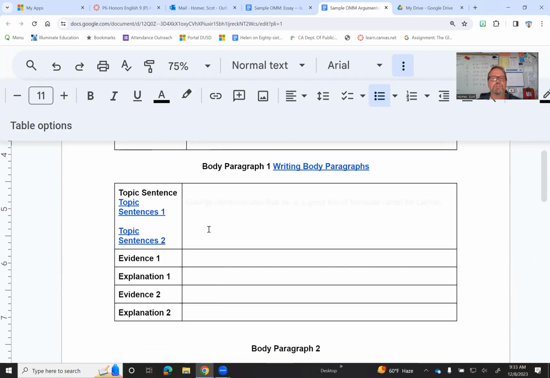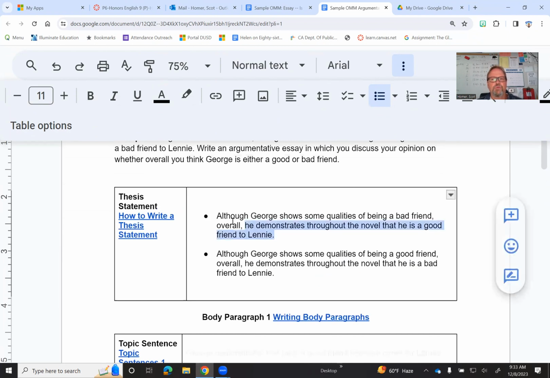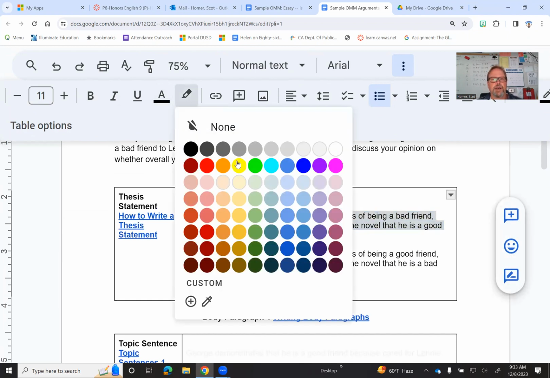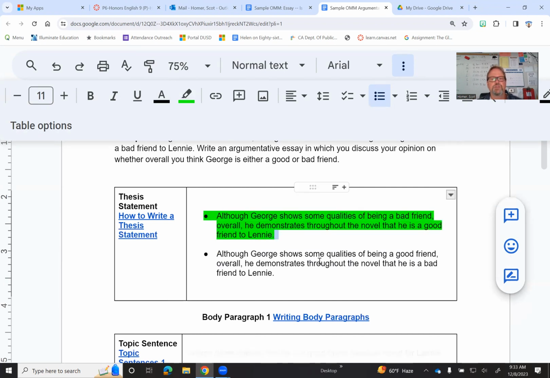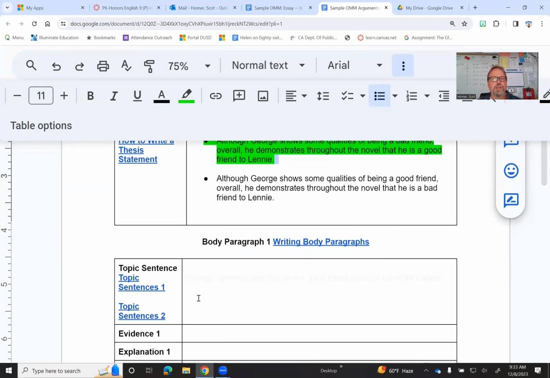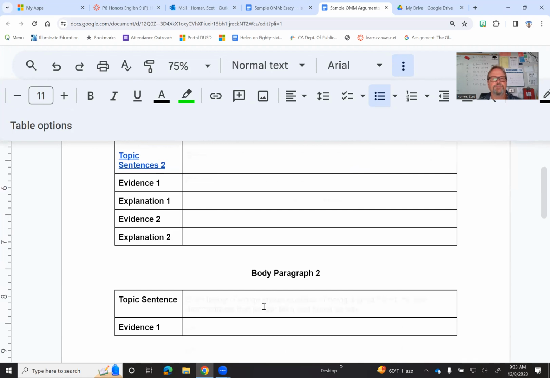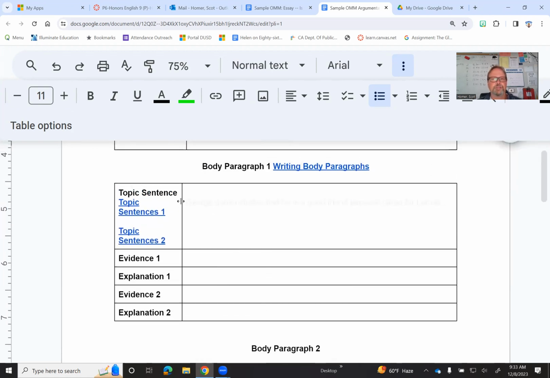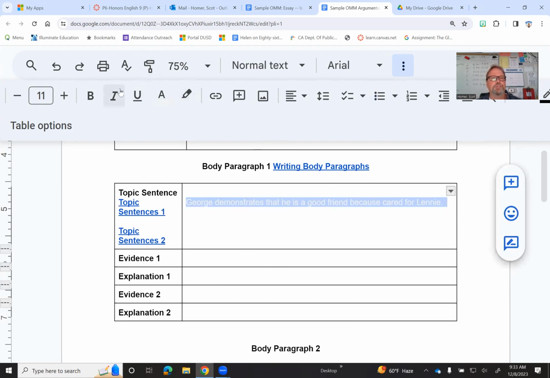Now the body paragraphs all start with a topic sentence, and the topic sentence basically tells what the whole rest of the paragraph is going to be about. Okay, now just for our purposes of demonstration, I'm going to choose this position. I'm going to choose the position that George overall is a good friend. Okay, so now what I want to do is have a topic sentence that tells what this paragraph is going to be about. And this is going to be the paragraph about George being a good friend. So here's what you could use as a topic sentence.